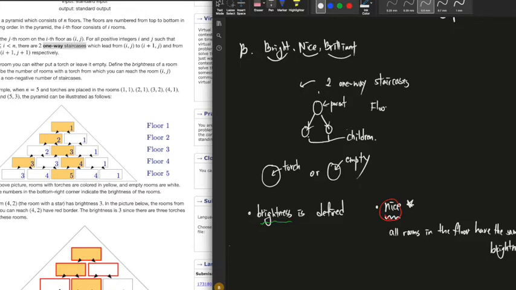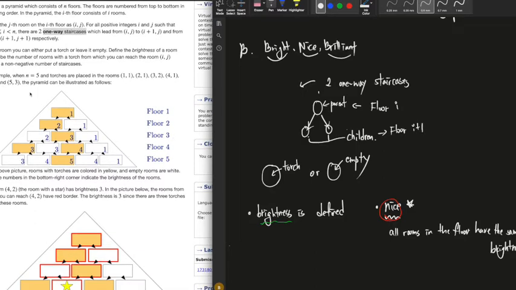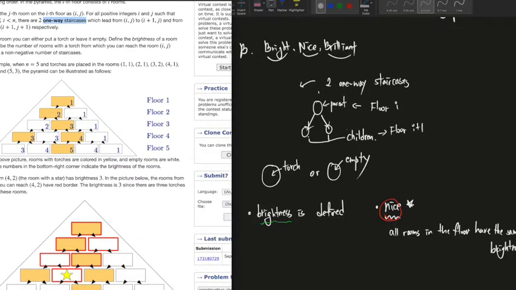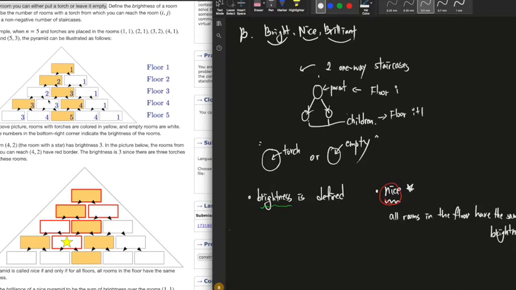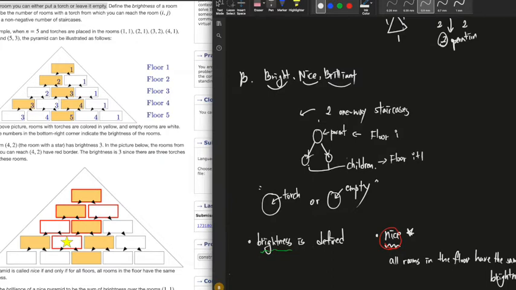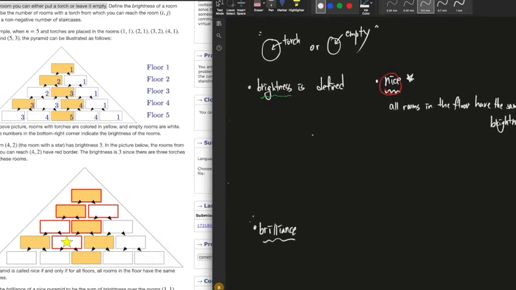When the floor is defined as I for the parent, the children's floor will be floor I plus 1. And in every room, you can either put a torch or leave it empty. There are 3 words that we have to consider.